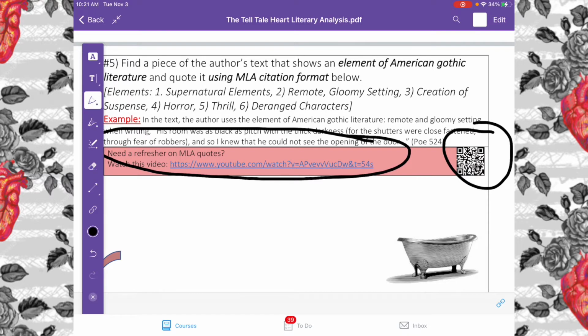Okay, so you can choose any of the elements of a Gothic tale to analyze or to pull out from the text. I think I'm going to do, for my example, deranged character. So we know that our character thinks that he has special abilities. He thinks that this disease that he admits that he has has given him special hearing, acute. He's able to hear things in the heavens and all things on earth. And because of this, he shows that he is not necessarily seeing and hearing things that are real. He is hallucinating. He is a deranged character.